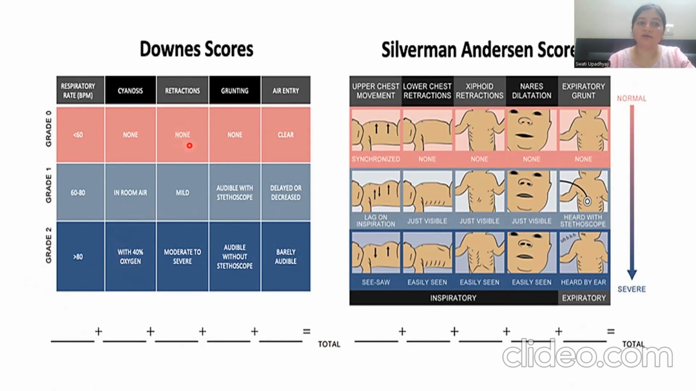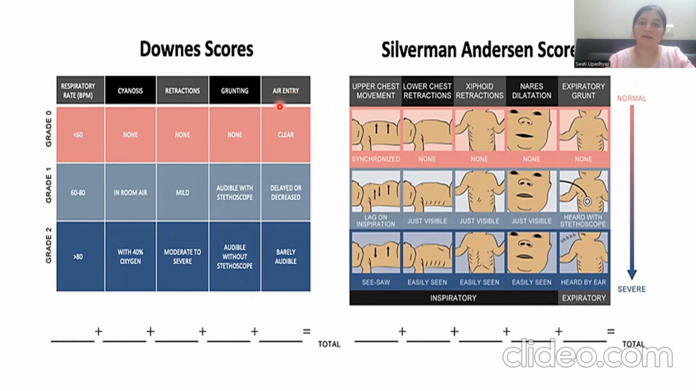If there are no retractions, it is a score 0. If there are mild retractions, score 1. Moderate to severe retractions, score 2. If there is no grunting, it is score 0. If the grunting is audible only with stethoscope, but it is not audible to bare ears, then it is a score of 1. And if it is audible even without a stethoscope, then it is score 2.